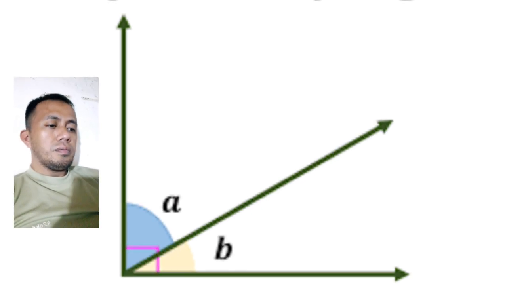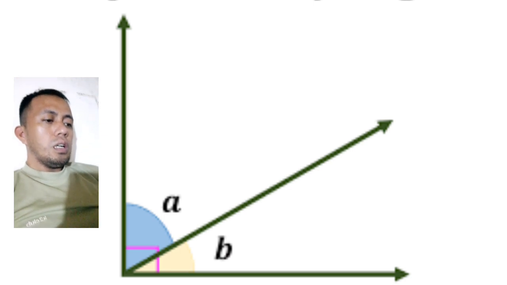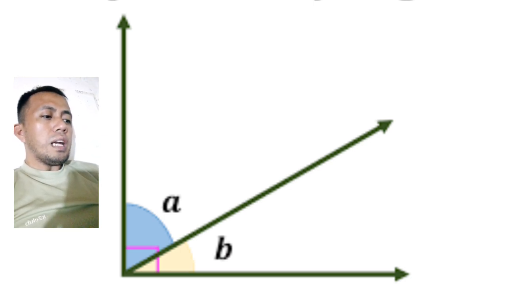The eighth, complementary angle theorem. Statement: if two angles are complementary, their measures add up to 90 degrees. Explanation: complementary angles are pairs of angles whose sum is 90 degrees. For example, if angle A and angle B are complementary, then angle A plus angle B is 90 degrees.